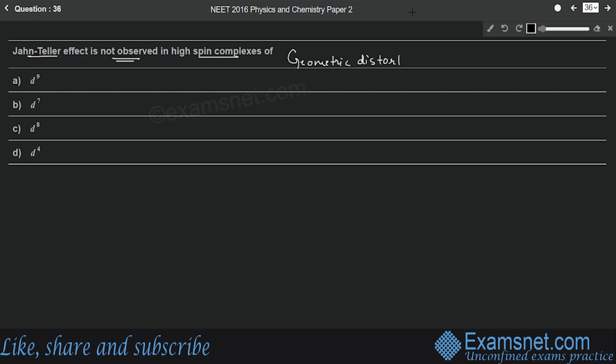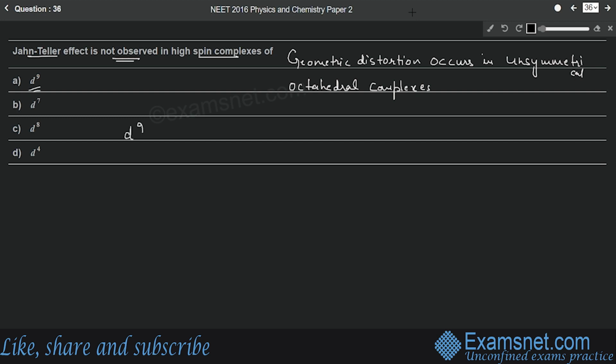And when does it occur? It occurs in unsymmetrical octahedral complexes. That means when the electrons are filled in an unsymmetric manner in the orbitals. So let's check. The first option is D9.